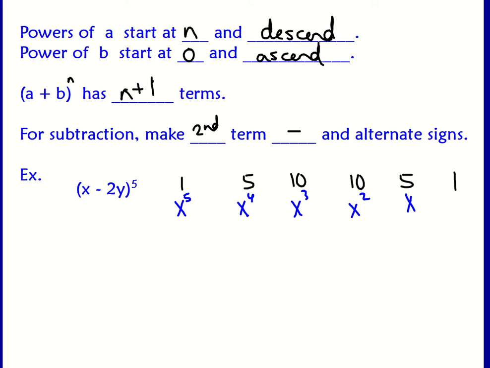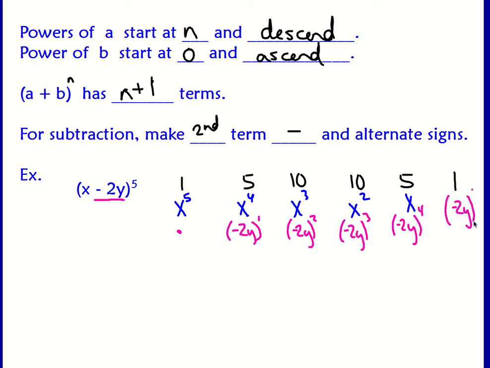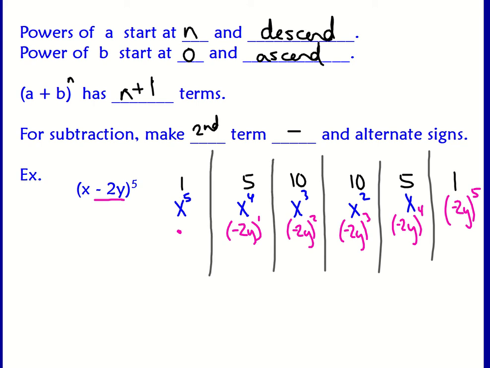And then I'll look at this one as negative 2y for the b term. So I would have negative 2y to the 0 in the first spot, which I'm not going to bother to write. And then I'd have negative 2y to the first, negative 2y to the second, negative 2y cubed, negative 2y to the fourth, and negative 2y to the fifth. These then are my terms. In the final answer, I just need to go ahead and simplify each term and write it all out.